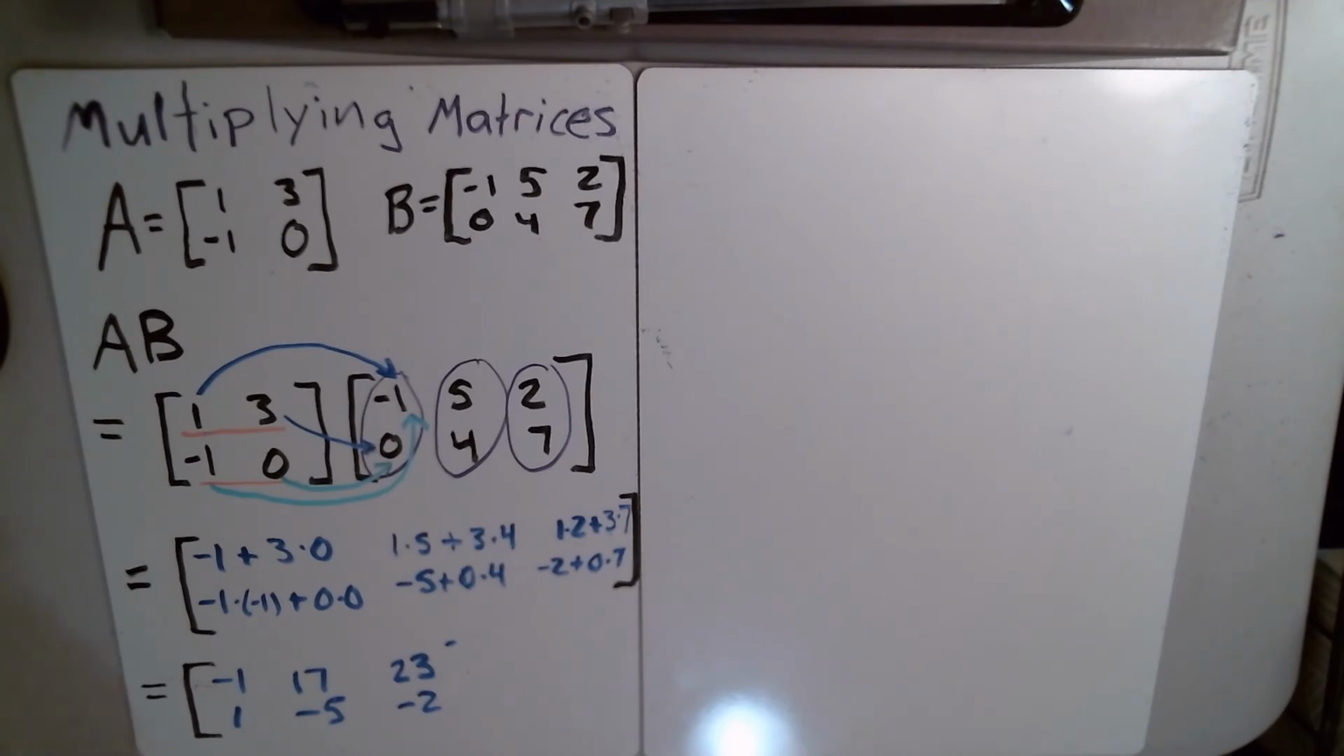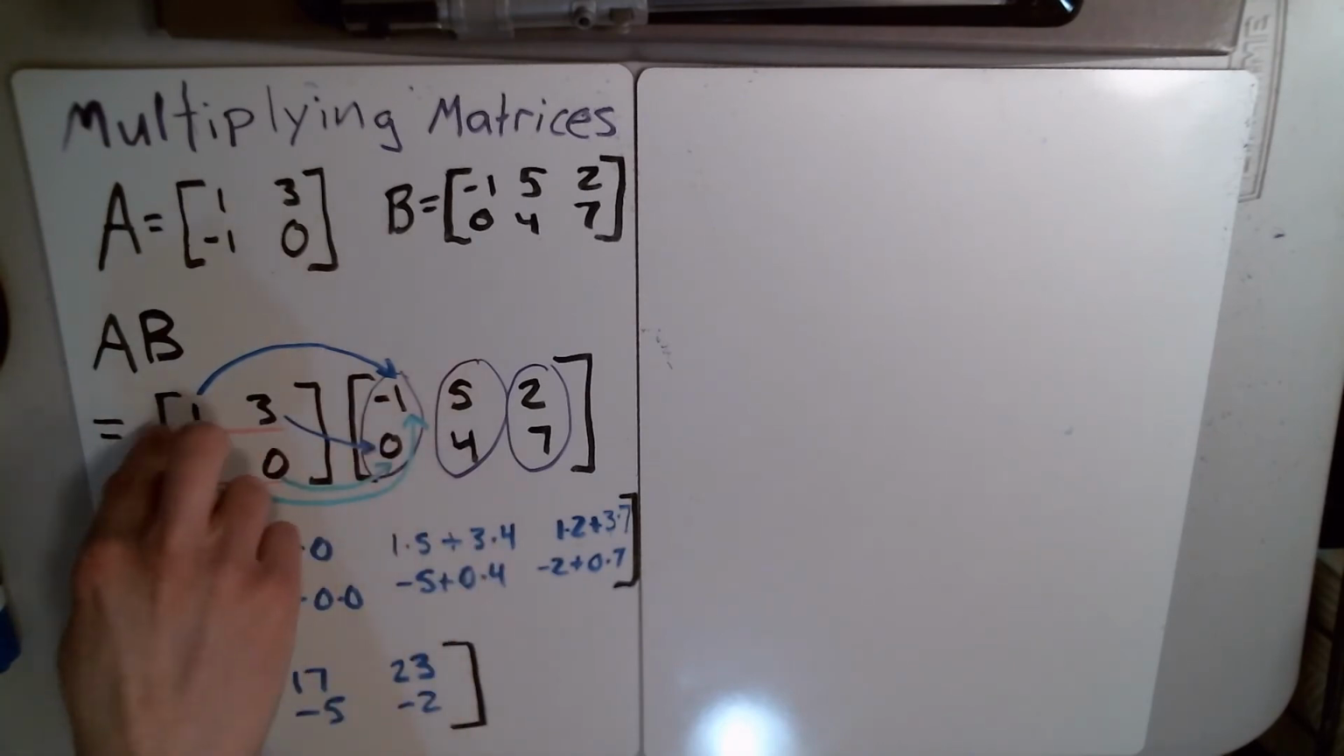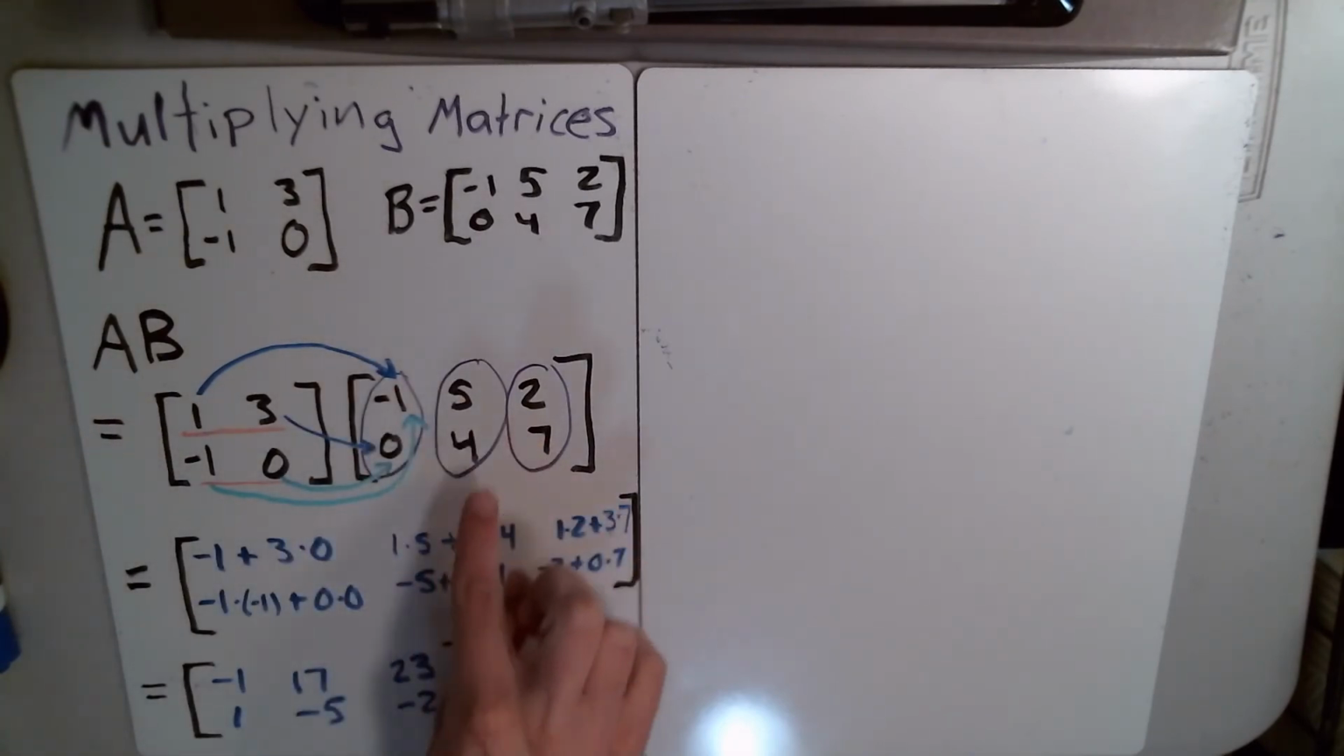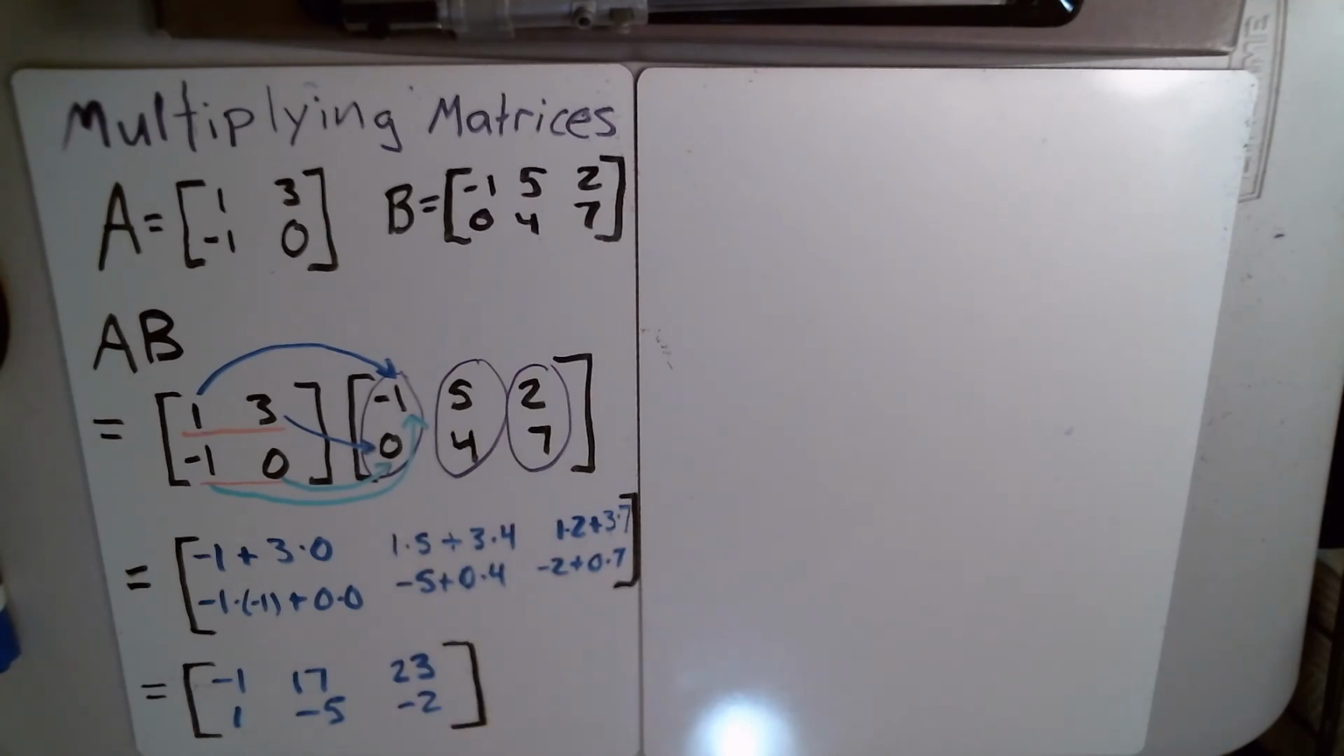Okay, so this is our matrix. This is our product matrix. So you're just taking rows of the first matrix and timesing them by columns of the second matrix.